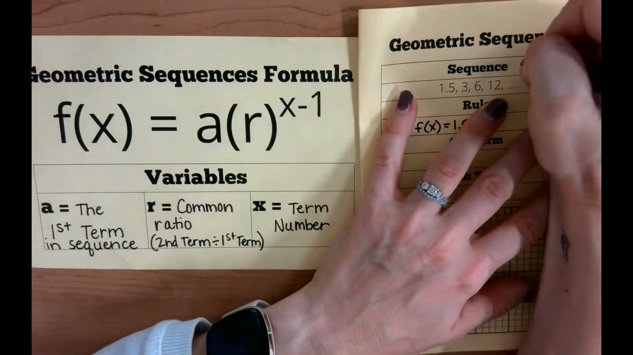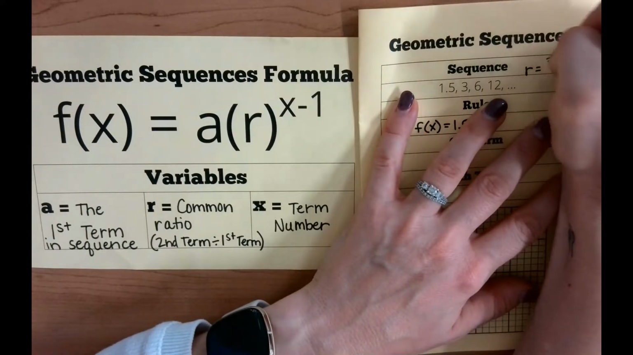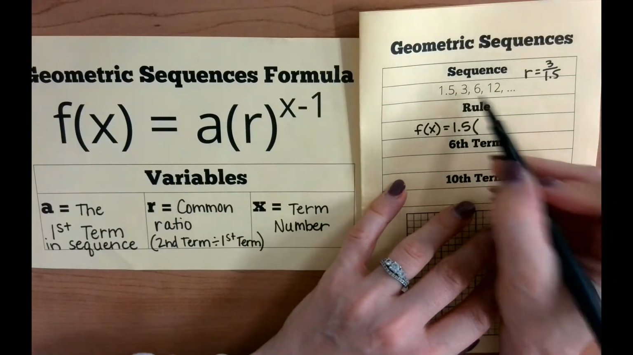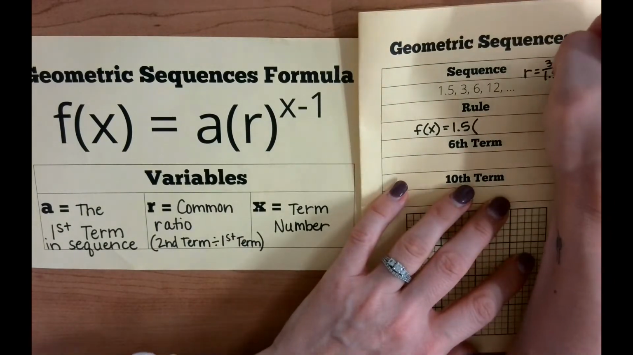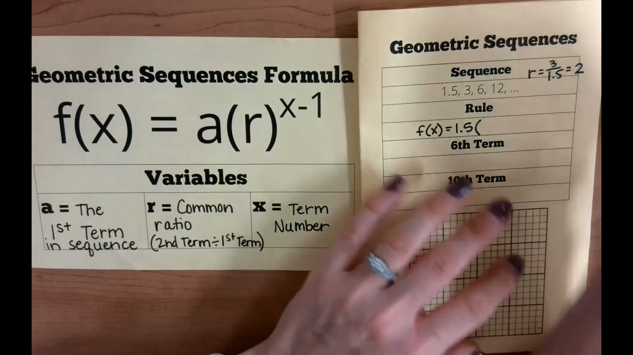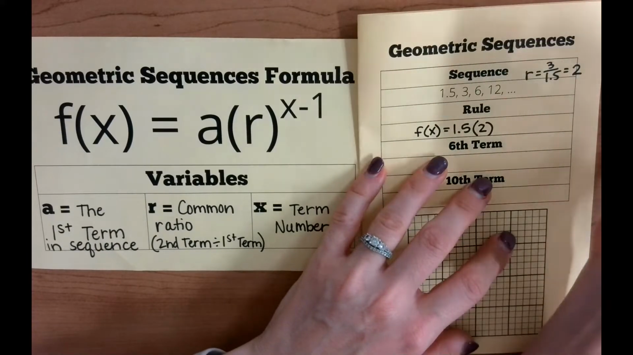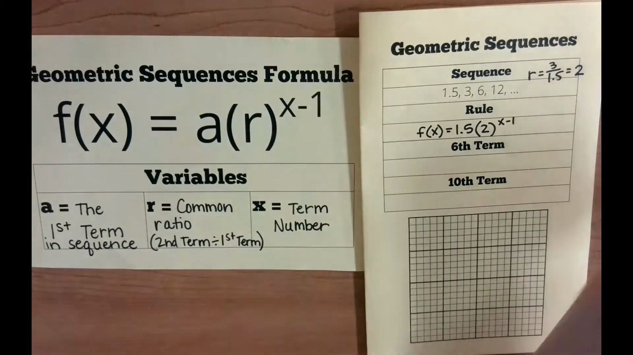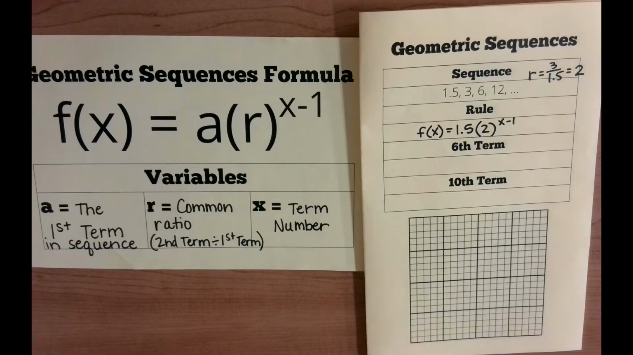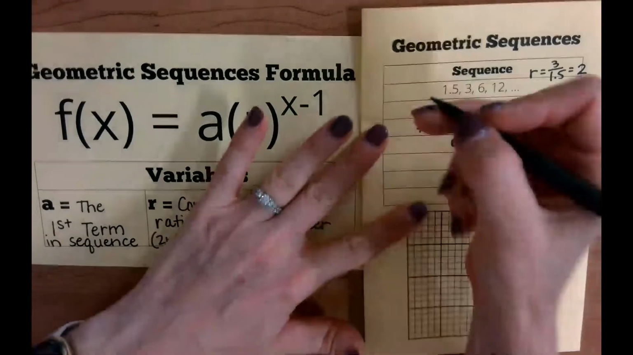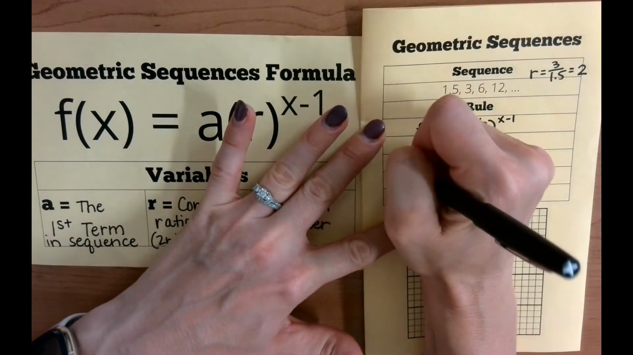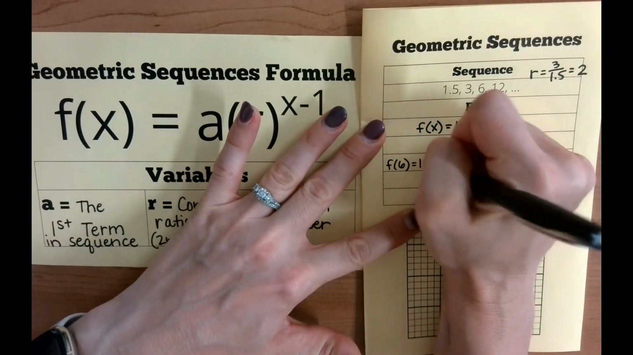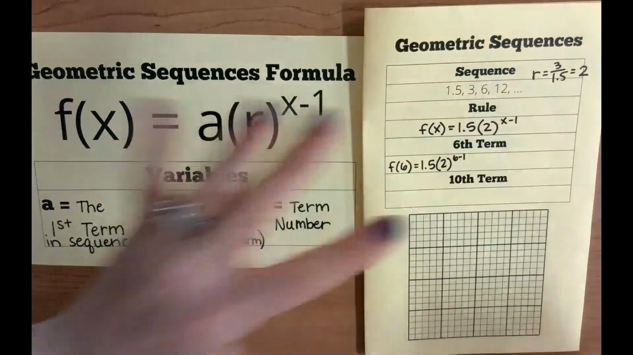So I could do 3 divided by 1.5. I could do 6 divided by 3, 12 divided by 6, and so on. And that would equal 2. So my common ratio for this sequence is 2, and then to the x minus 1 power. Now we need to use it to find the sixth term. So f of 6 equals 1.5 times 2 to the 6 minus 1 power.